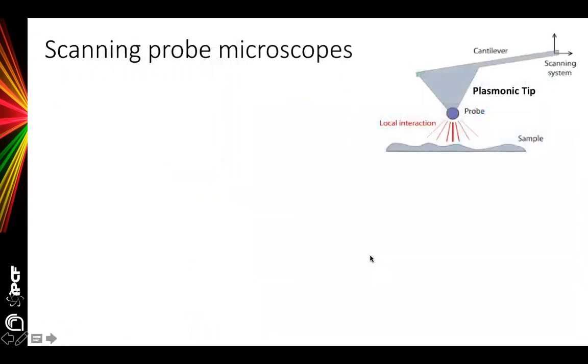So, as we already have discussed, a scanning probe microscope relies on the local interaction of a tip, that for TERS has to be a plasmonic tip, and the sample. So scanning the tip over the surface, we can reconstruct the topography of the sample.